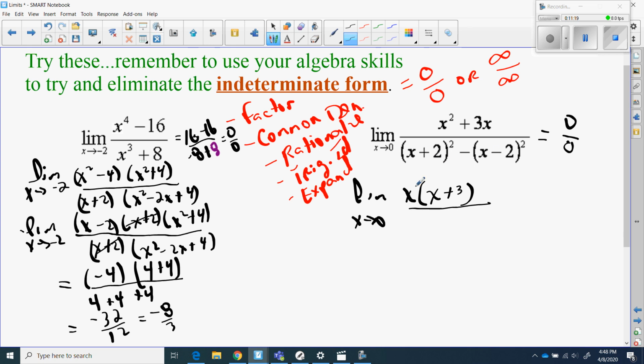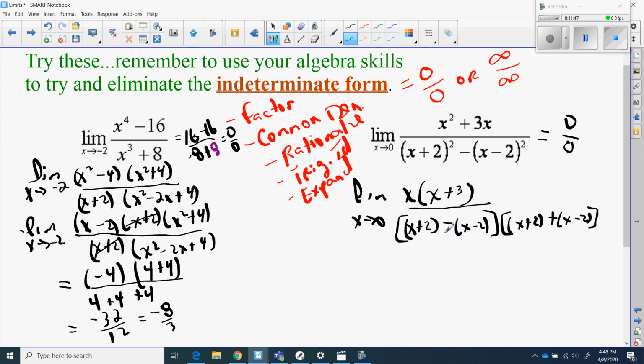Denominator, now difference of squares. The square root of something squared is just whatever you're squaring. So there's the square root of the first, subtract the square root of the second. That's one factor. And the second factor is the square root of the first plus the square root of the second.